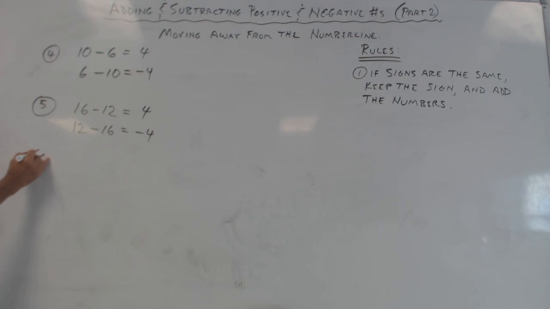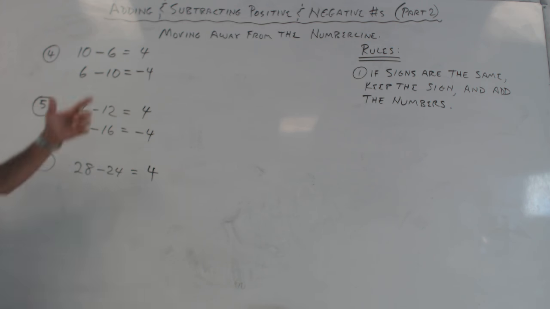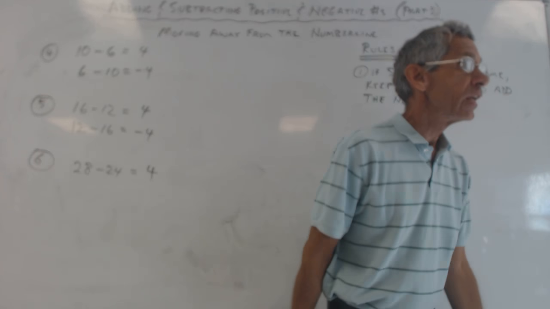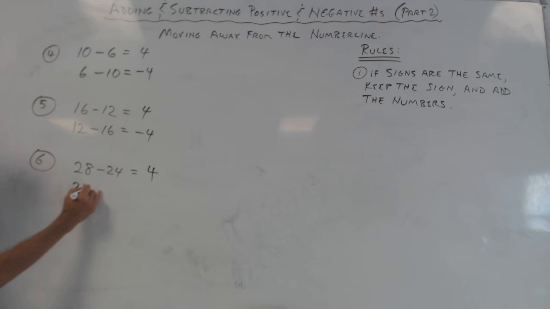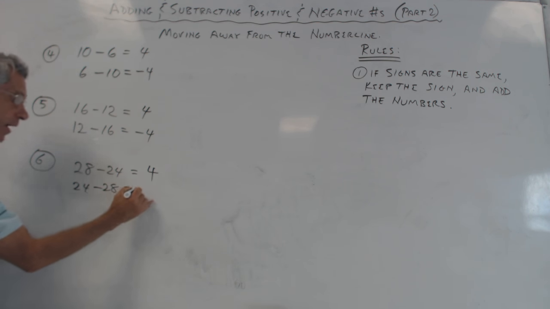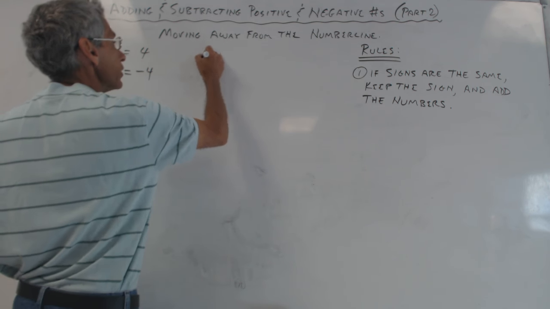Number 6. What is 28 minus 24? 4! Oh my God, I'm starting to see a pattern! Do you guys see this? They're all 4. This is incredible. All right, let's see. 24 minus 28 is going to be -4. Let's see if it works. It works like it's working on almost everything.